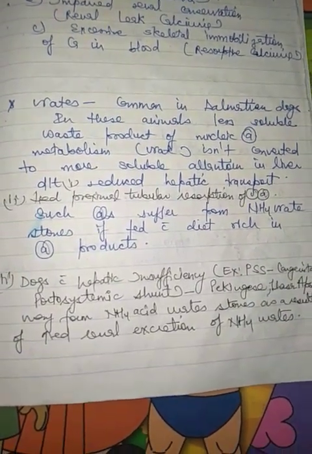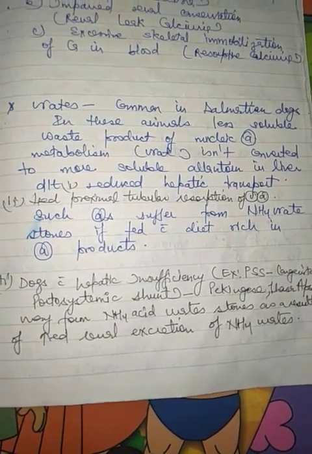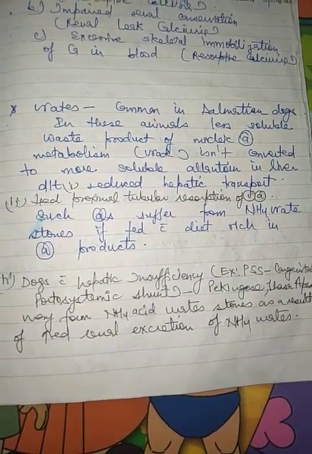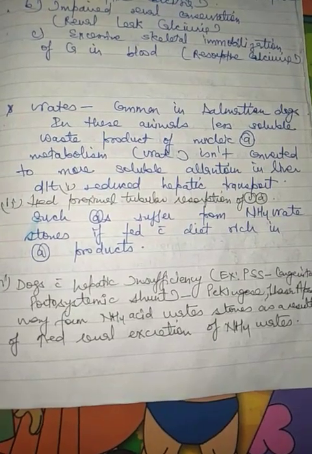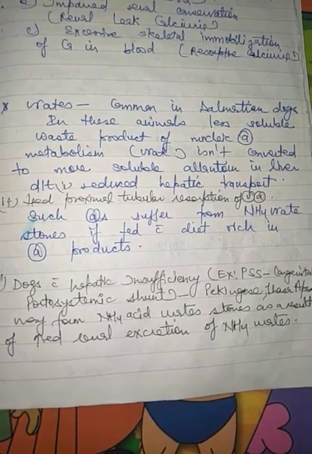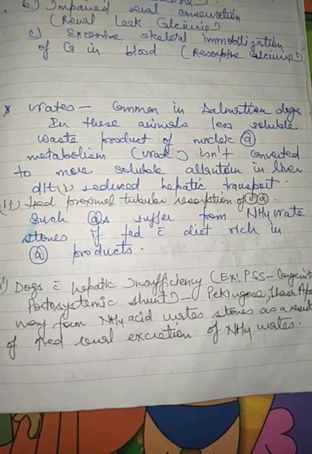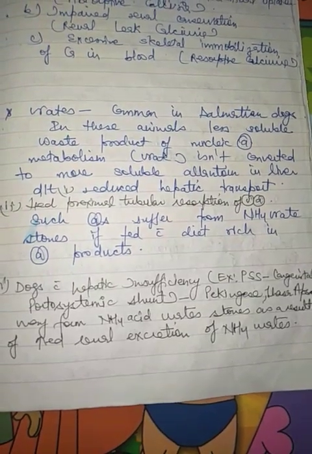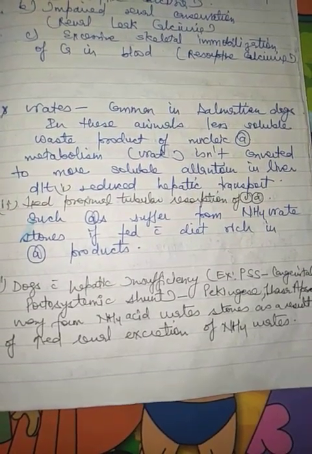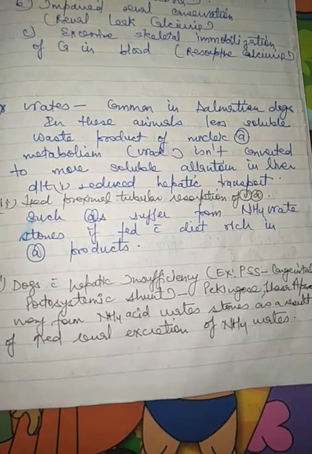Later on we will see this in detail. And the second reason is decreased proximal tubular resorption of uric acid. So such animals suffer from ammonium urate stones if fed a diet rich in animal products. So be cautious in the case of Dalmatians.